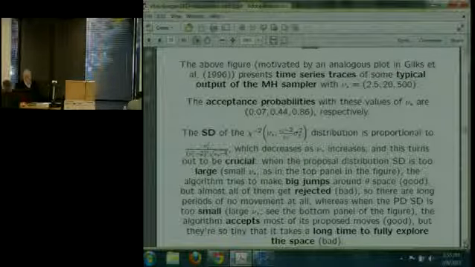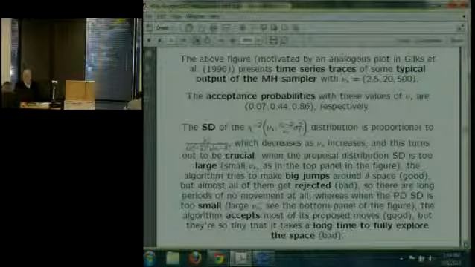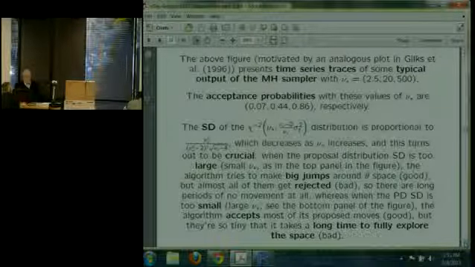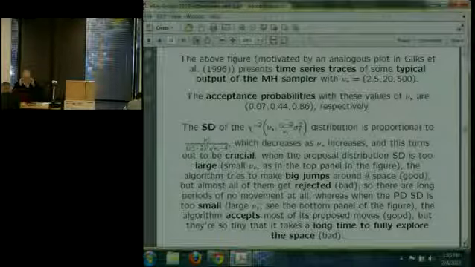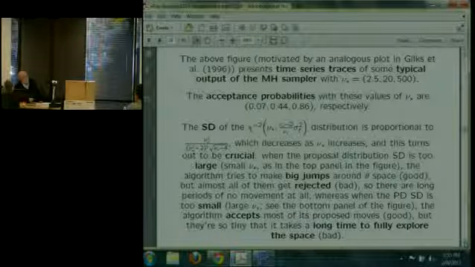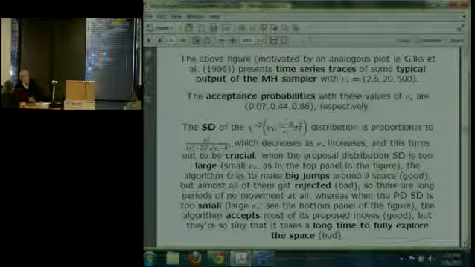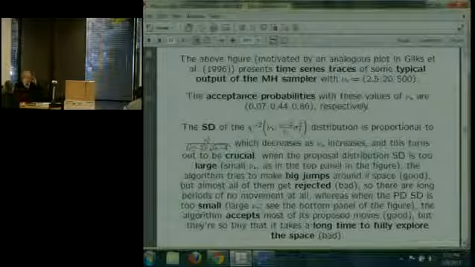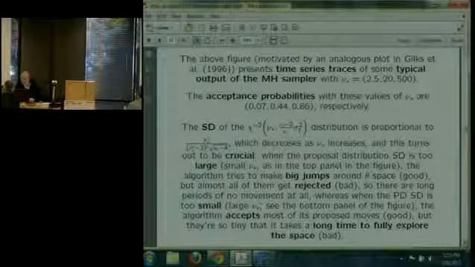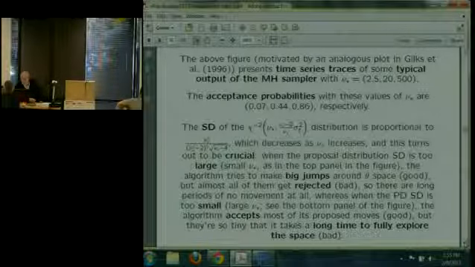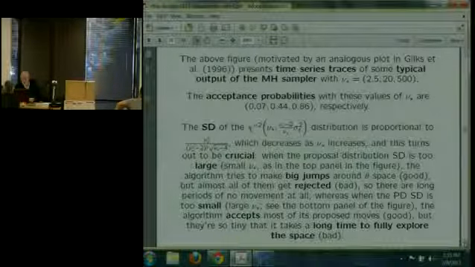And so I've already said pretty much what's going on in this last paragraph. When the proposal distribution SD is too small, which corresponds to small values of nu star, the algorithm tries to make big jumps around the theta space, which is good because if you can move there, you really explored the space well. But it's actually trying to make jumps that are too big, and so most of them get rejected. So that's bad.